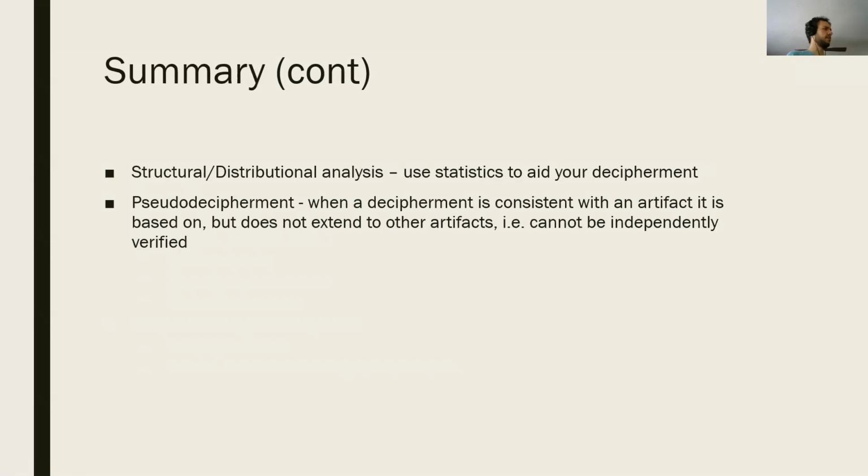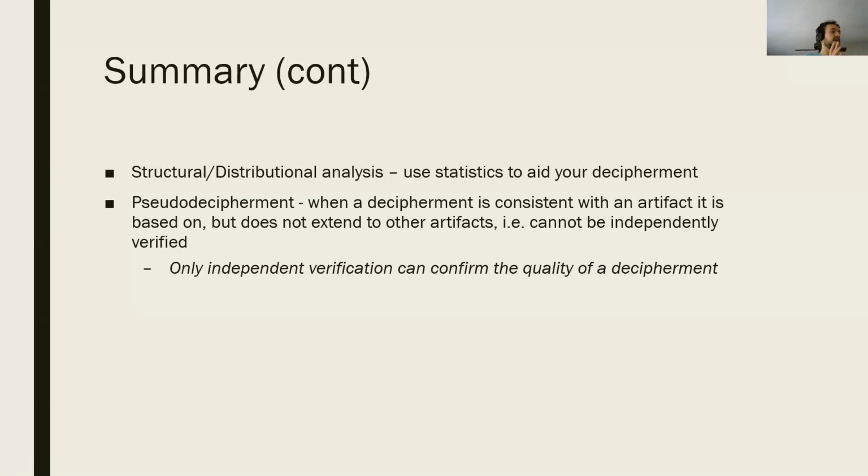We also talked about the important concept of pseudo-decipherment. Sometimes we can make a set of hypotheses which seem to work fairly well, but they might only make sense for the artifacts that we're looking at, and they might not be able to apply to other artifacts. If that is the case, we call this situation a pseudo-decipherment. A pseudo-decipherment is something which cannot be independently verified. It is only independent verification which can confirm the quality of a decipherment.